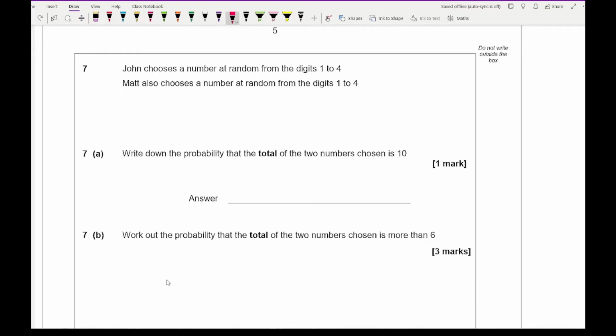Well, for 1 mark, this is going to be 0 because the maximum that the total sum can be is 4 plus 4, which is 8. So getting a 10 is going to be impossible, so it's 0.